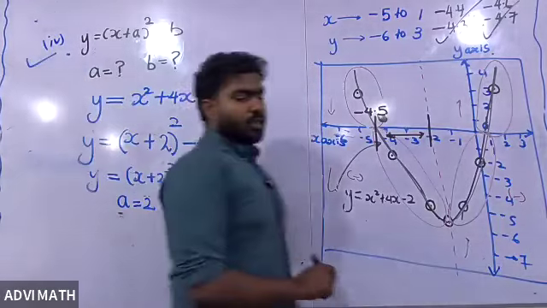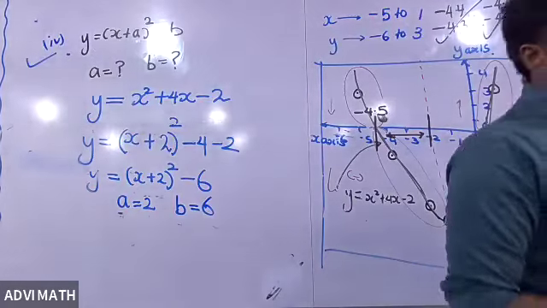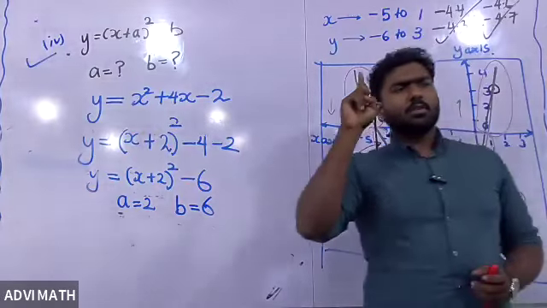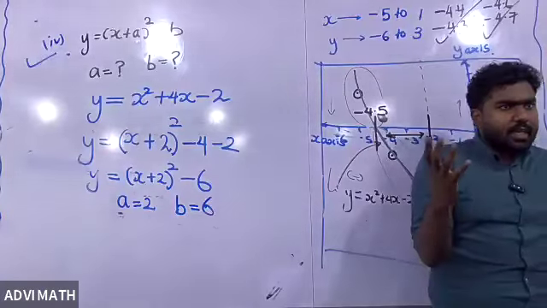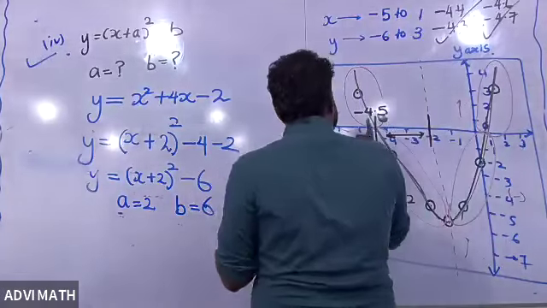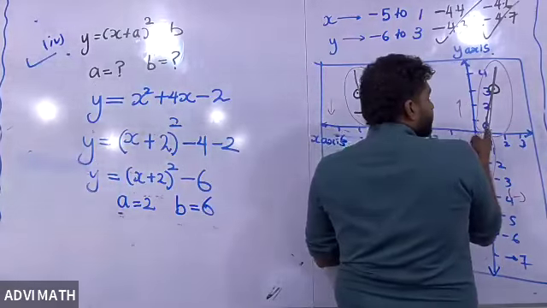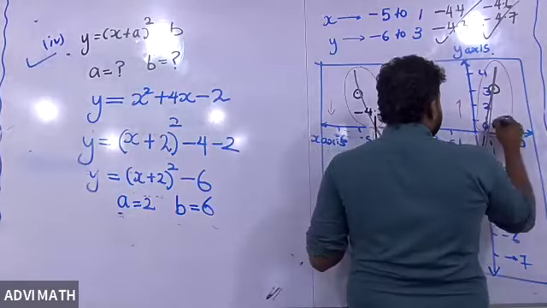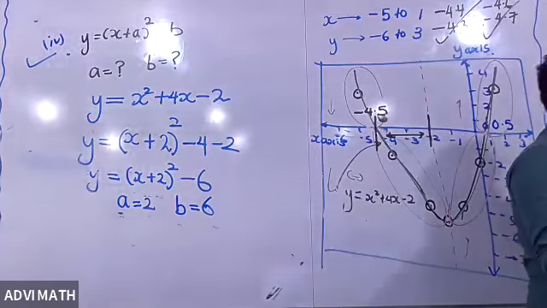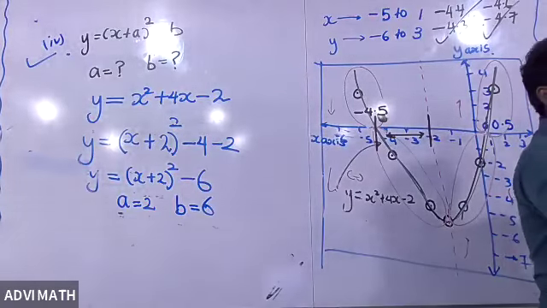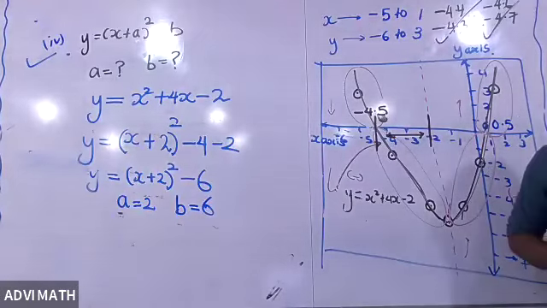Fine. Now look at the board, guys. In the fifth question they are asking, find the positive root of the equation. What do you mean by root? Root is the point where the graph cuts the x-axis. I have two values. What is the first value? Minus 4.5. What is the value here? 0.5. Now again read the question.